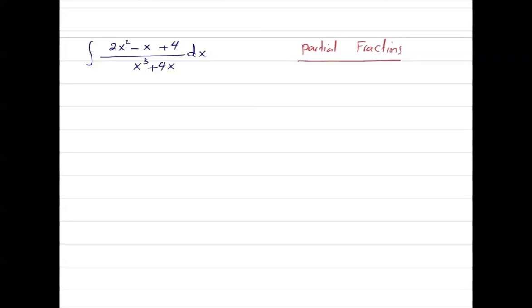In the method of partial fractions, we try our best to factor out the denominator. So first, factor the denominator. Your denominator is x cubed plus 4x, which can be written as x times (x squared plus 4). This cannot be factored more.